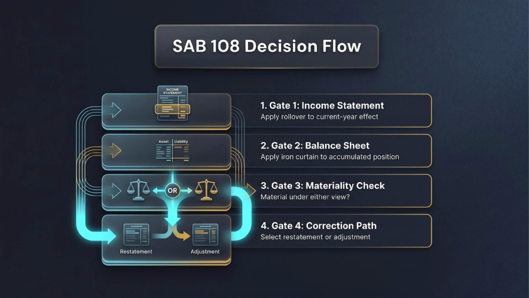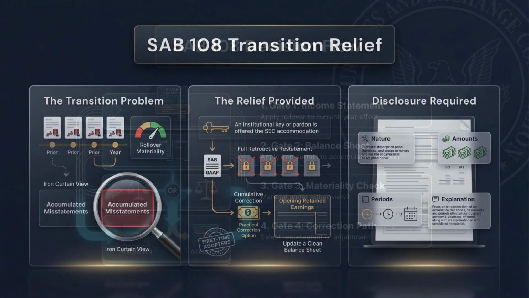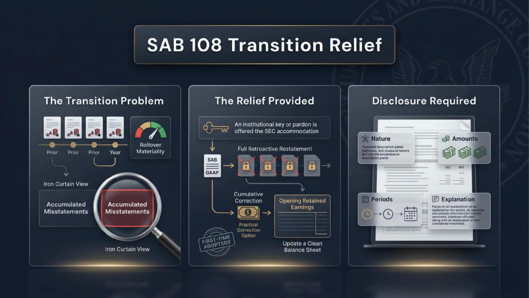The critical point is that a clean rollover result does not erase an iron curtain problem, and a clean iron curtain result does not erase a current earnings distortion. Both gates matter.